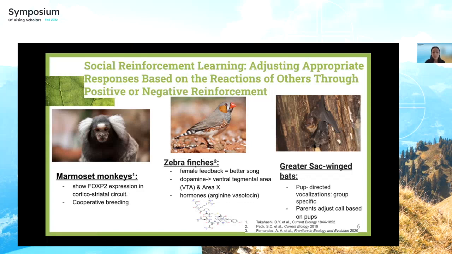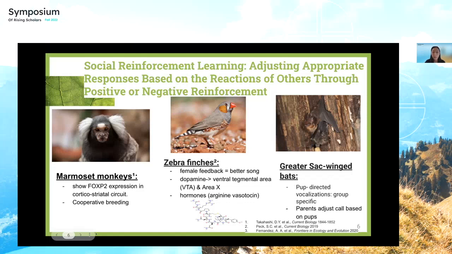In zebra finches, female feedback on immature male song led to better song because the dopamine system, or the brain's reward system, is connected to VTA and Area X. Both are related to the song system in the brain, and that shows how vocal reinforcement learning rewards work. And hormones such as arginine vasopressin also have a role in social reinforcement learning.